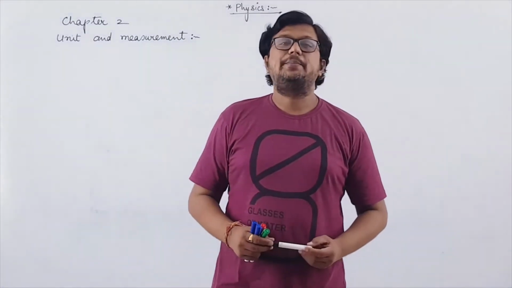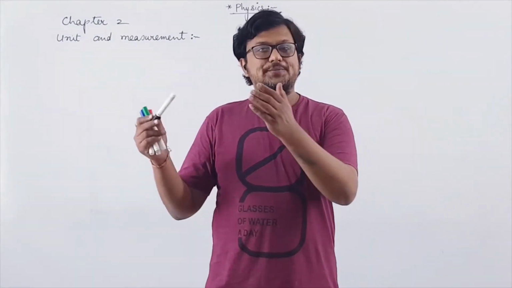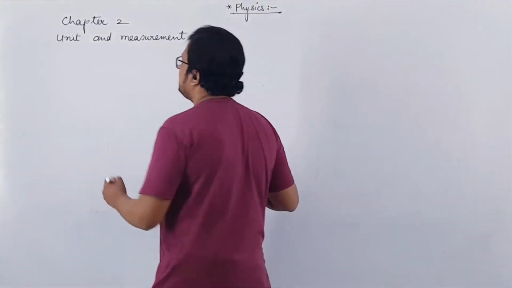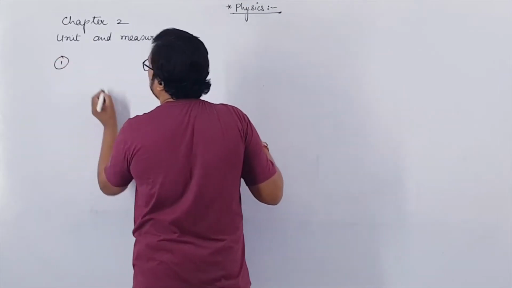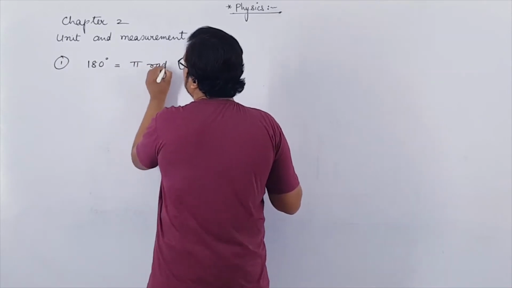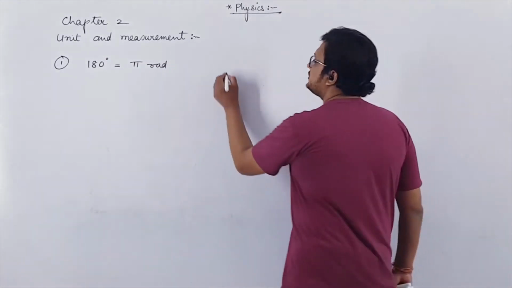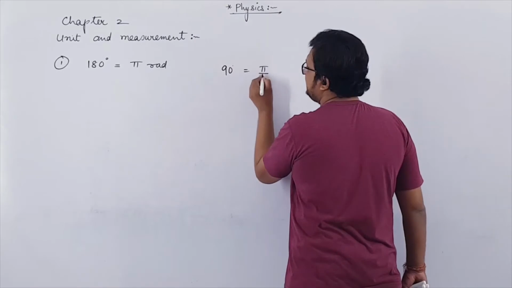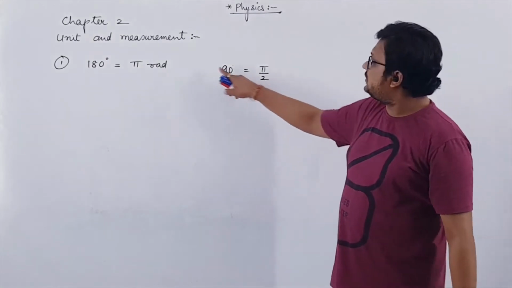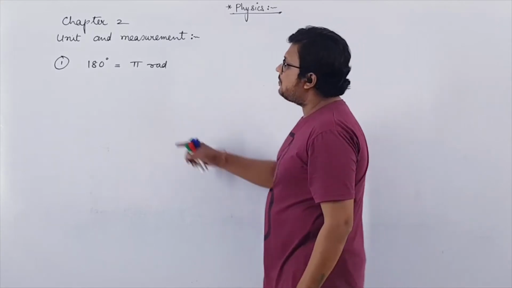Now we are going to discuss how to convert degree into radian, minute into radian and second into radian. You must know that 180 degree is pi radian. You might come across 90 degree, which you write as pi by 2. If you multiply by 2 on both sides, you get 180 degree is equal to pi radian.